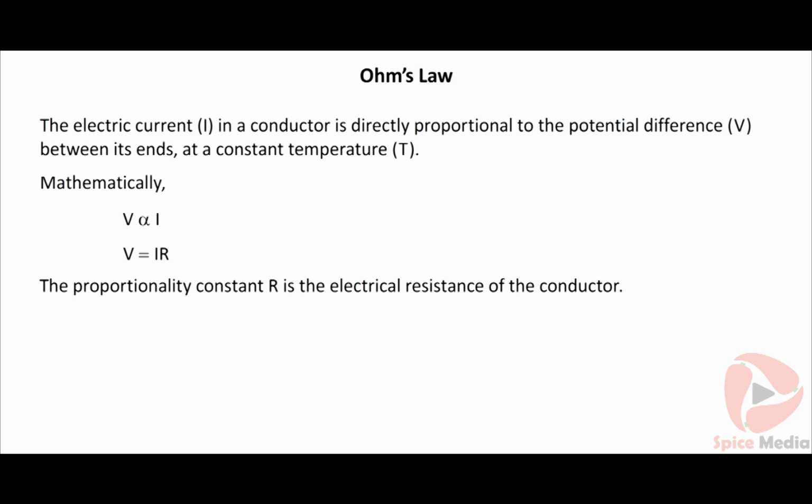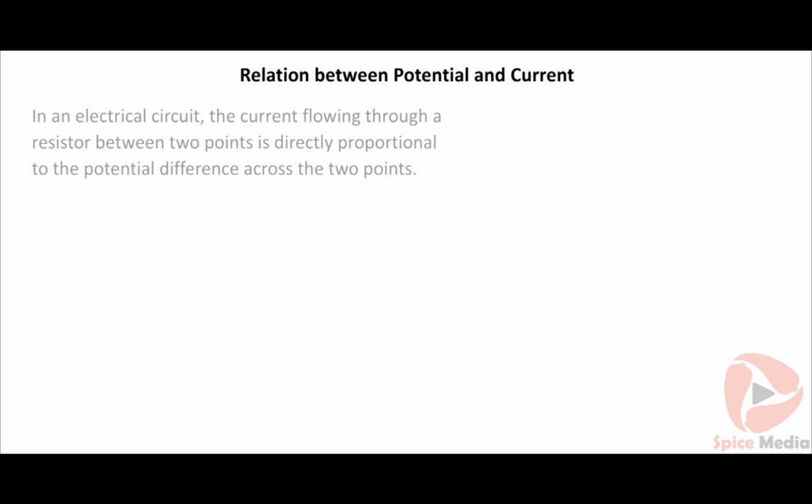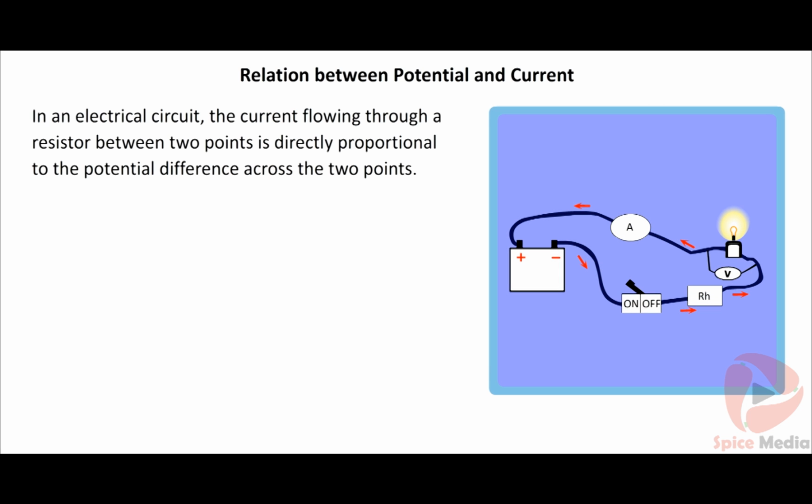The following animation explains the experimental verification of Ohm's law and determination of unknown resistance. In an electrical circuit, the current flowing through a resistor between 2 points is directly proportional to the potential difference across the 2 points. Now, let us discuss the relation between the potential difference and the current in the circuit.